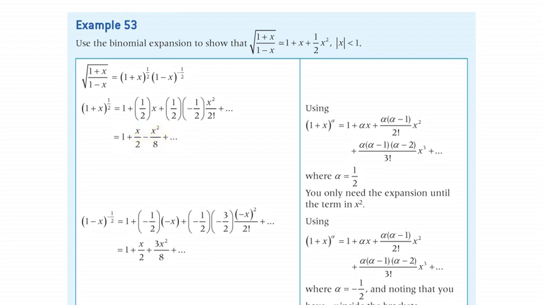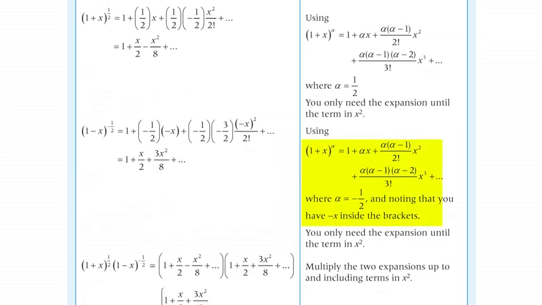You now repeat the process for the second factor using (1 plus x) to the alpha equals 1 plus alpha x plus alpha multiplied by (alpha minus 1) divided by 2 factorial x squared plus alpha multiplied by (alpha minus 1) multiplied by (alpha minus 2) divided by 3 factorial x cubed plus ..., where alpha equals negative a half, and noting that you have negative x inside the brackets.